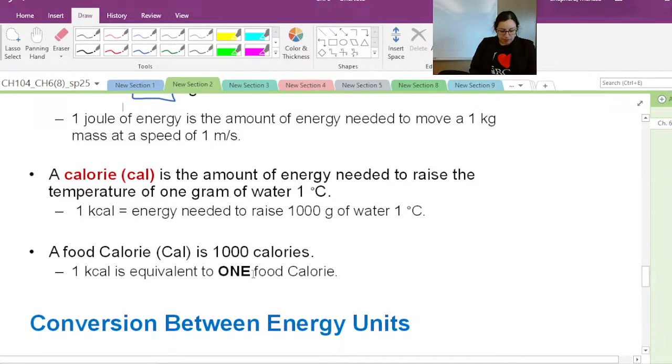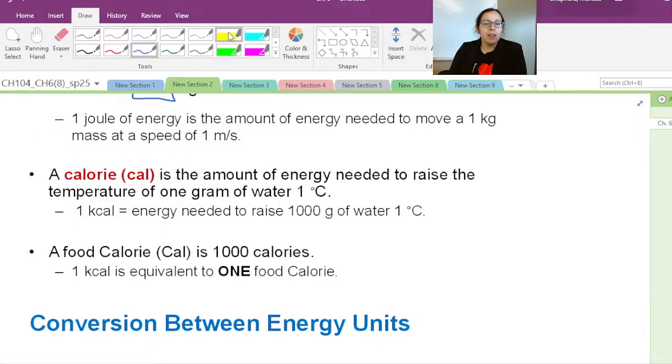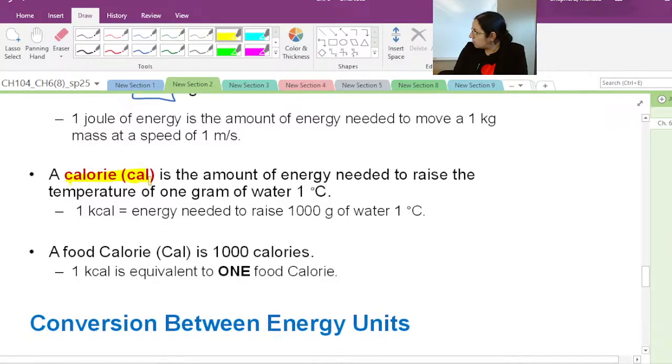And then other important things that we'll need to know. So we'll have a calorie. And so depressingly, this is not your food calorie. So the little calorie, notice this is lowercase cal, is defined as the amount of energy needed to raise the temperature of 1 gram of water 1 degree Celsius.